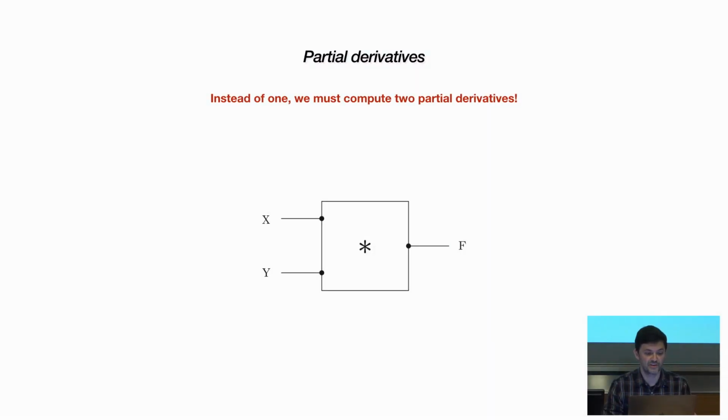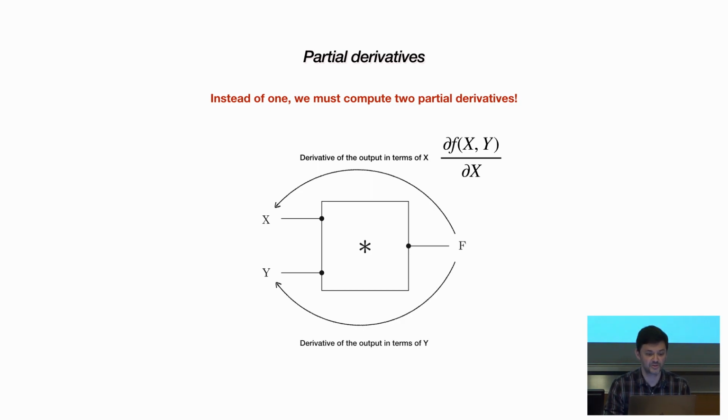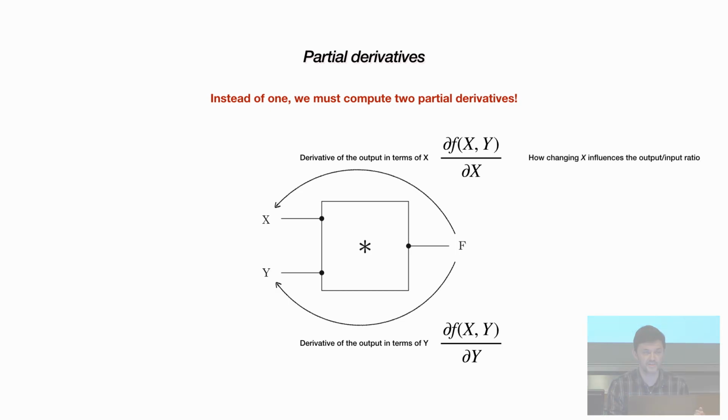One is the derivative of the output in terms of x, which is delta f of x comma y in relation to delta x, and another is the derivative of the output in terms of y. The first one asks how changing x influences the output to input ratio, and the second one asks how changing y influences the output to input ratio.